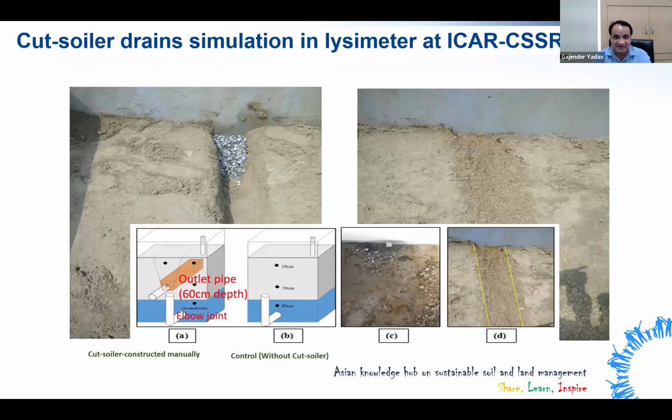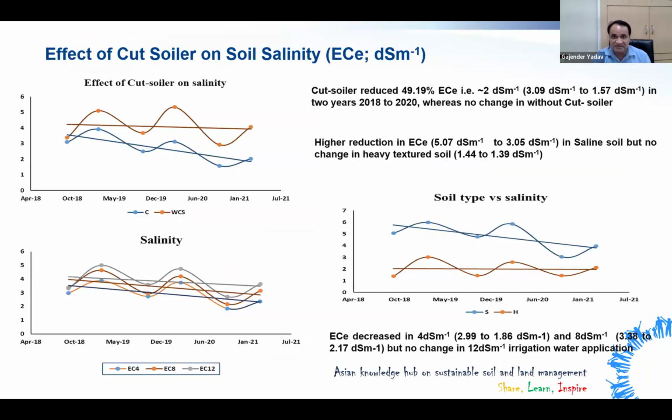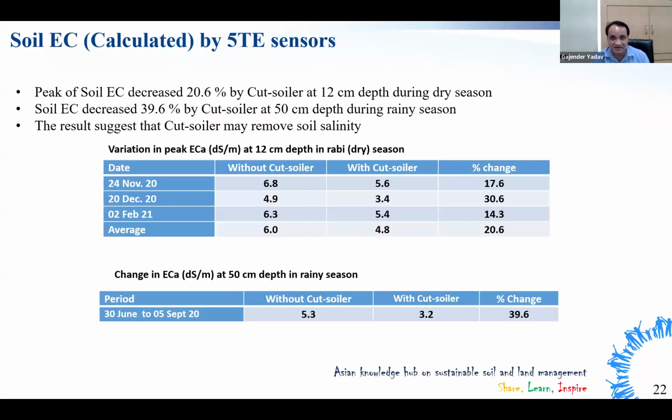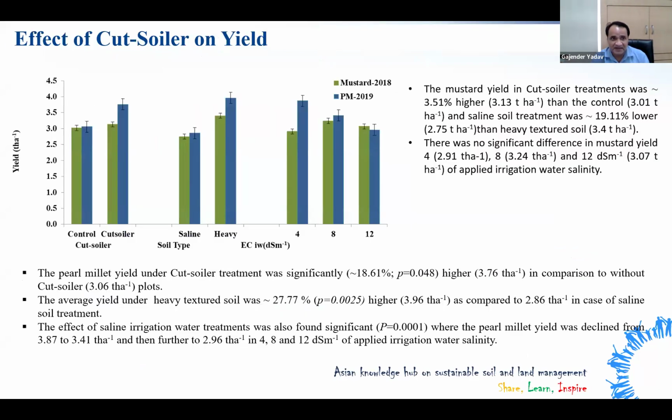And this is the controlled environment study, where we simulated this kind of drains manually in the lysimeter. And we see a similar effect, up to 50% reduction in the salinity after 3 years, in both kinds of soils, where we are using saline light sandy loam soils and heavy textured soil. And this is, over the years, the percentage change in the salinity by using this technique. And this is the response of the crop, where we desalinized, its crop production has increased.